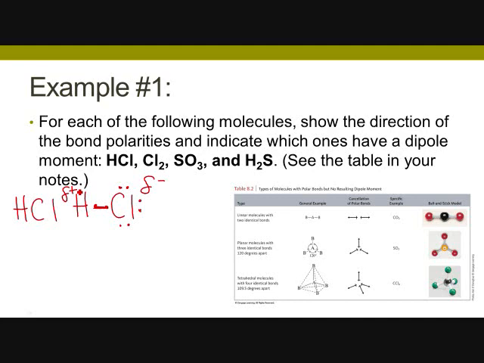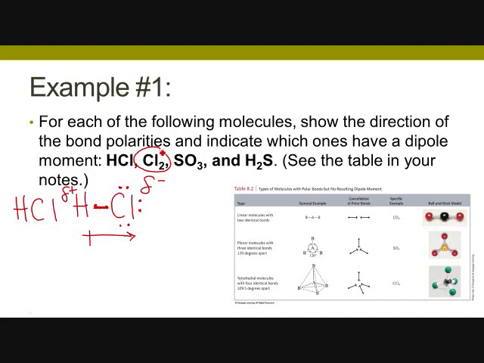So if we're going to say that they're positive and negative, that means that yes, it does have a dipole moment. To show the direction, is our arrow going to point to the chlorine, or is our arrow going to point to the hydrogen? To the chlorine. So the dipole moment arrow would point towards the chlorine from the hydrogen. Okay? So that's the first one. Now the next one, we have Cl2.